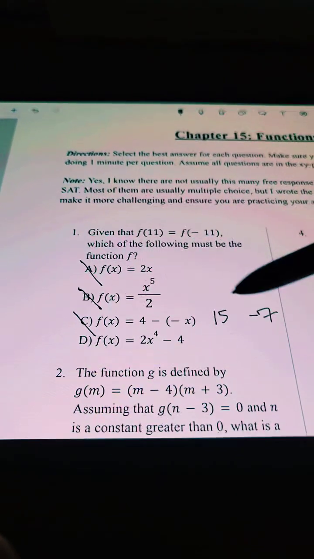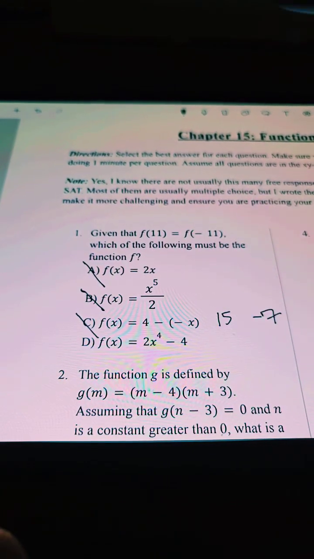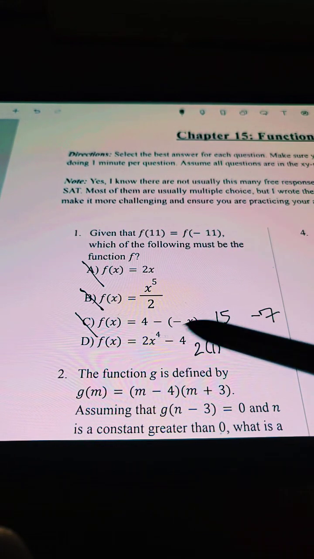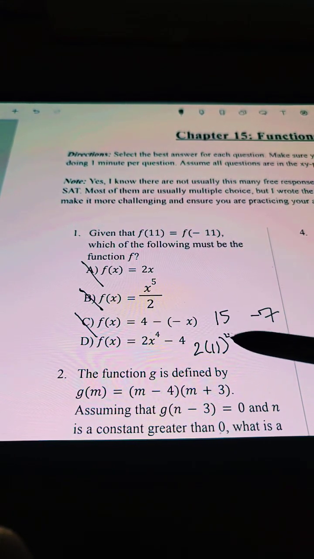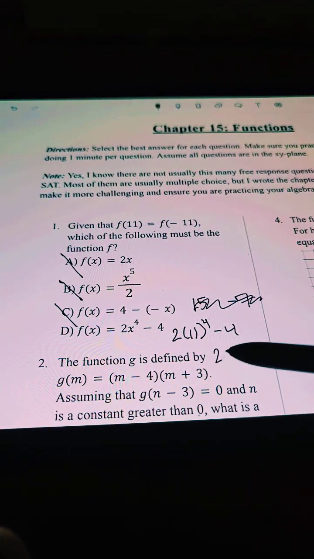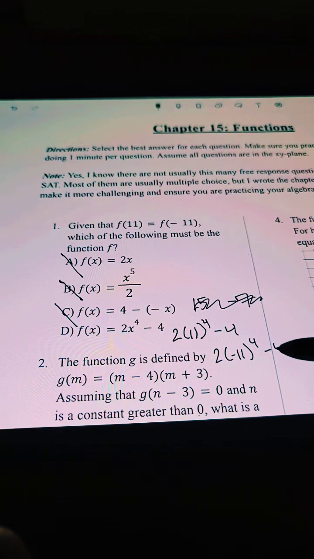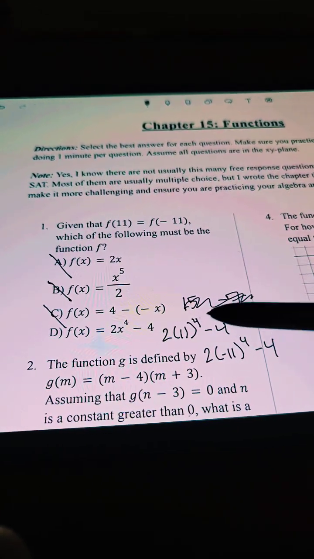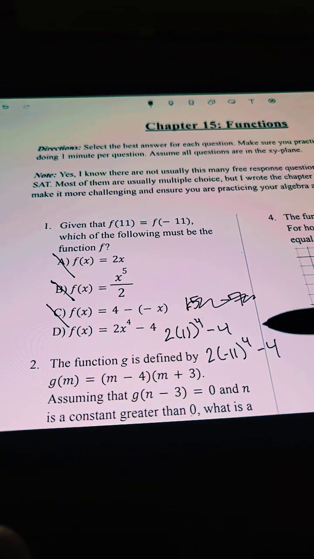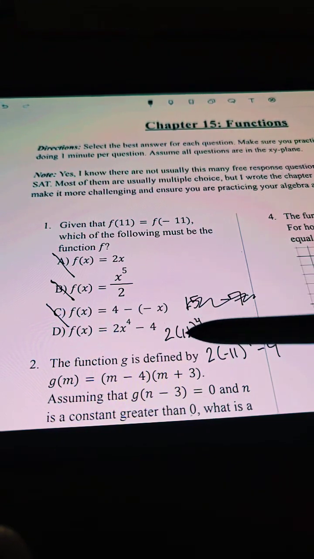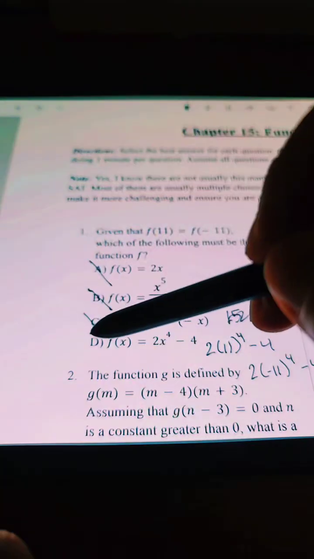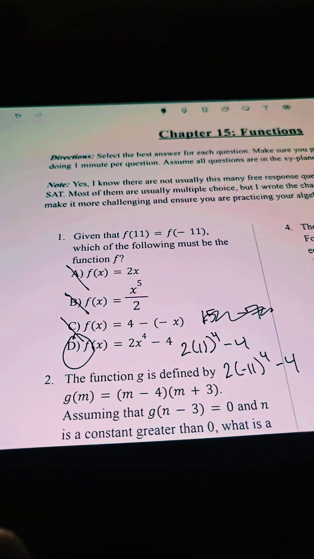Well, I'm here now. So now let's go to D, which obviously has to be the answer, but let's verify it. So we would have 2 and then in parentheses 11 for the x value to the 4th power minus 4. And then we want to say, okay, now what about if we plug in negative 11 for x? These would be equivalent. They're the same thing because it's being raised to a positive exponent. So if you have a negative value raised to a positive exponent, it's going to be positive as well. So 11 to the 4th is the same thing as negative 11 to the 4th. Everything else is the same, so they have to be equal to each other. So D.